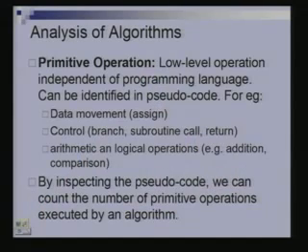Okay, so how do we analyze algorithms? We identify what are primitive operations in our pseudocode, right? So what is a primitive operation? It's a low level operation. Examples: data movement, where I do an assignment from one to another. I do a control statement, which is a branch like if then else, a subroutine call, a return, or I do arithmetic operations or logical operations. These are all what we'll call primitive operations. And in my pseudocode, I just inspect the pseudocode and count the number of primitive operations that are executed by the algorithm.